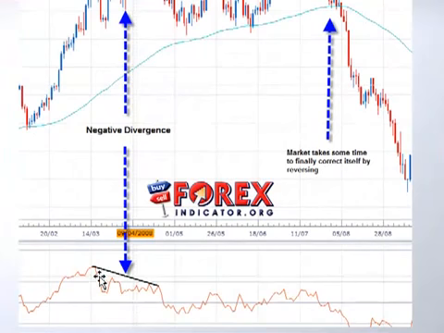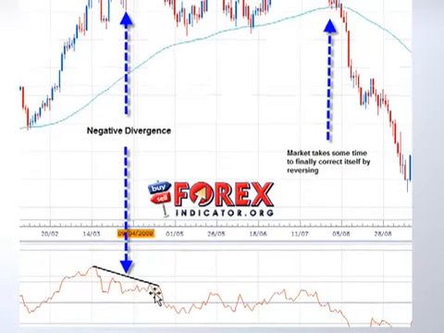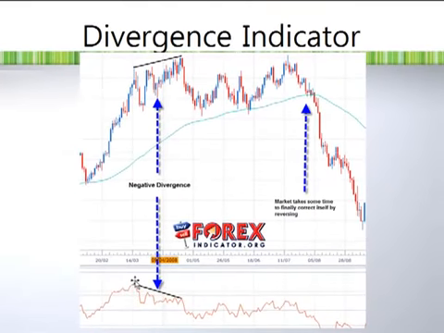So how it works is this. You can see that the RSI indicator is actually making a lower high. You can see that this high is higher than this high. The new high is actually lower than the old high. However, the price is making a higher high. You can see this is a divergence, and we call this a negative divergence.